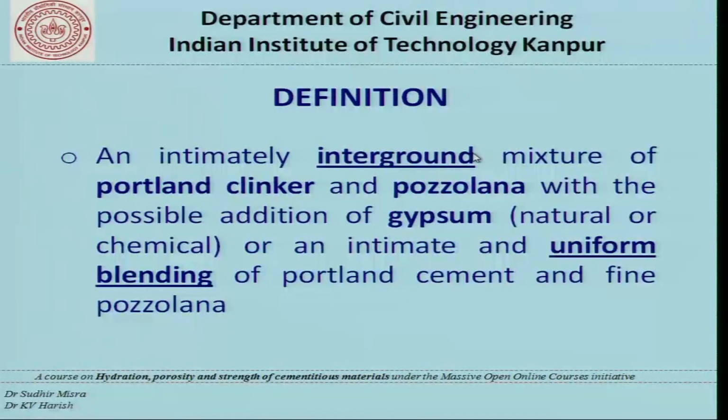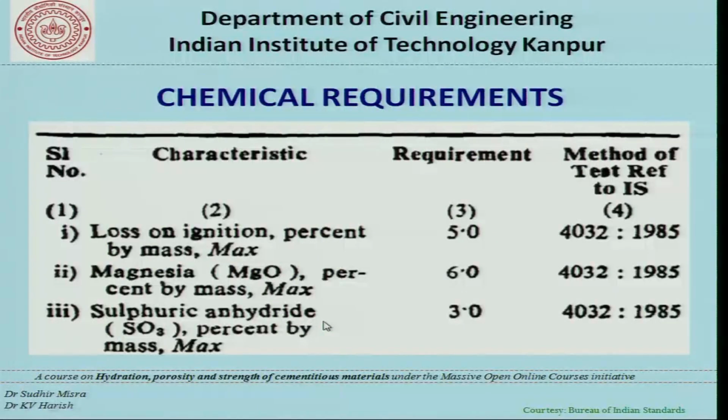If you do not grind it, you have to blend it very accurately. So, this accuracy is not usually achieved at the application level. That is one of the reasons why these things are done at the plant level. At the plant level, you will get much more accuracy when it comes to the grinding and blending process. So, the chemical requirements are shown here.